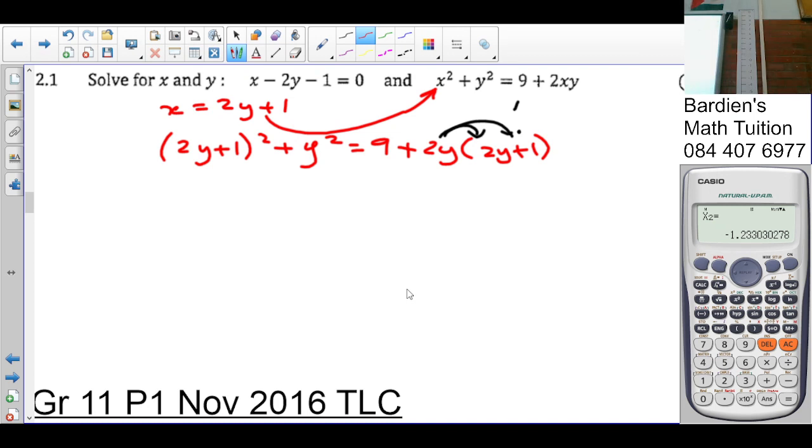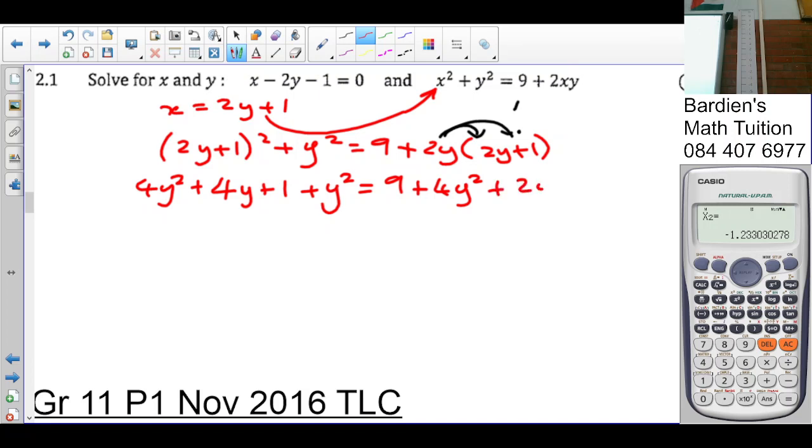Alright, so let's see what we get. We got 4y squared plus 4y plus 1. People, again, if you can't do this binomial squared in your head, write it out twice and multiply. Plus y squared equals 9 plus 4y squared plus 2y. Okay, so what happens is that will cancel.